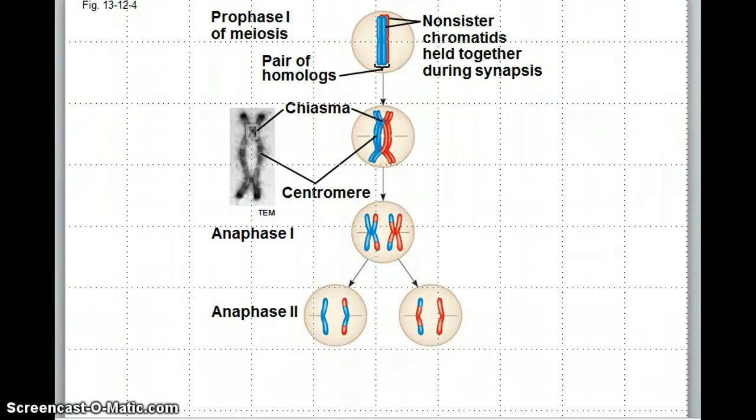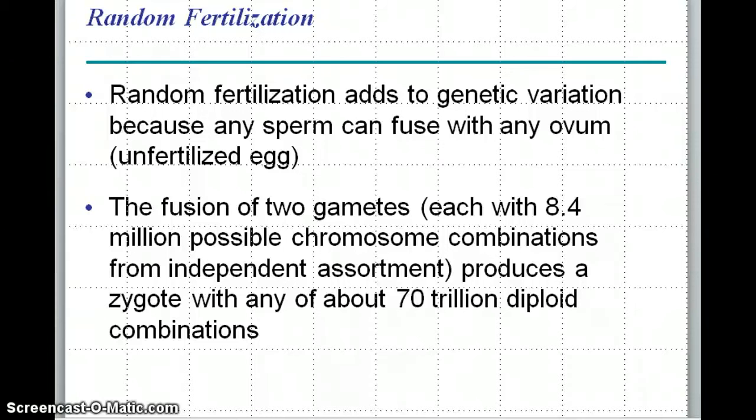Okay, so when it assorts, a few alleles from one parent are taken along with the other sister chromatid, so you'll get 4 completely different variations on the parent's theme when you get to your daughter cells. Okay? Random fertilization adds genetic variation because any sperm can fuse with any ovum, that's an unfertilized egg.